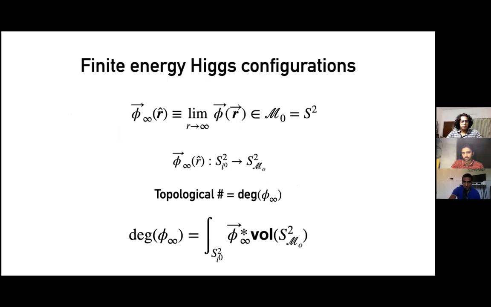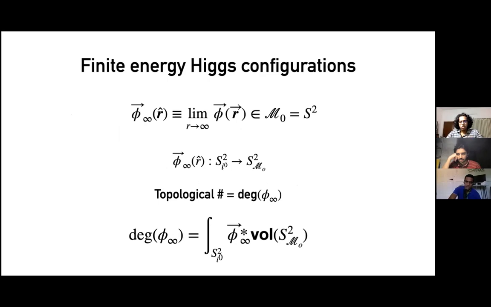And that is a sphere, right? M naught is basically a sphere. And so you see this phi infinity is a map from the spatial infinity sphere to this M naught sphere. So are you trying to do a stereographic projection here?